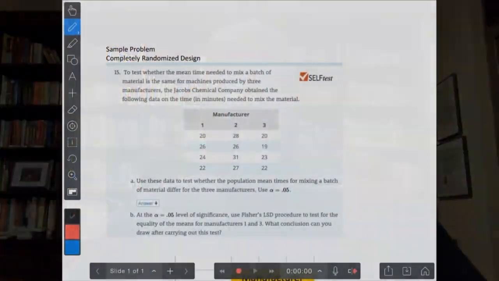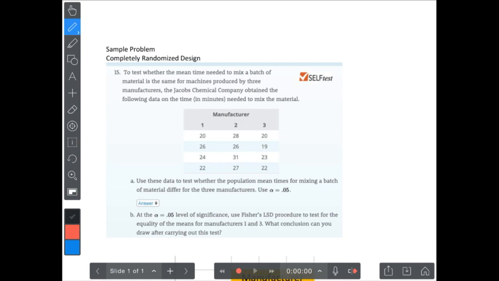Here's the problem that we have. I'm going to look at problem number 15 on page 567 in our textbook, and I'm going to read it for you. We have to test whether the mean time needed to mix a batch of material is the same for machines purchased or produced by three manufacturers. The Jacobs Chemical Company obtained the following data on the time in minutes needed to mix the material.